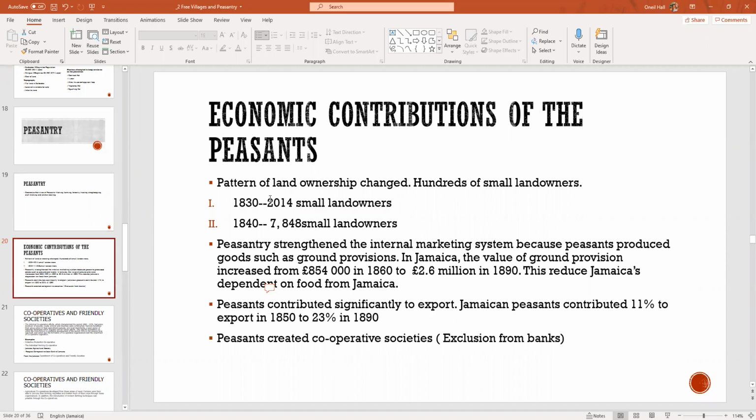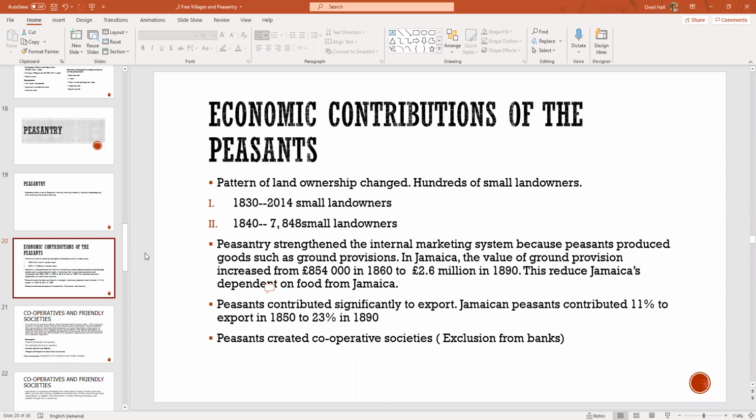Somebody read the first point for me, please. Come, ladies, time is against us. Sir, pattern of land ownership changed. Hundreds of small landowners. In 1830, there were 2,014 small landowners, and in 1840, there were 7,848 small landowners. Very good.